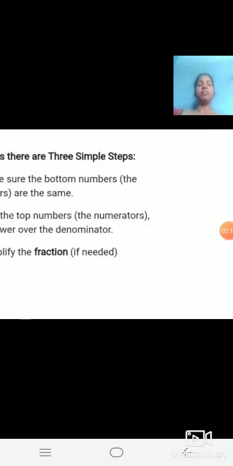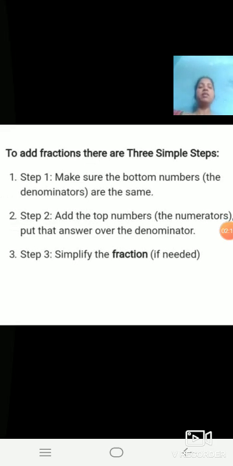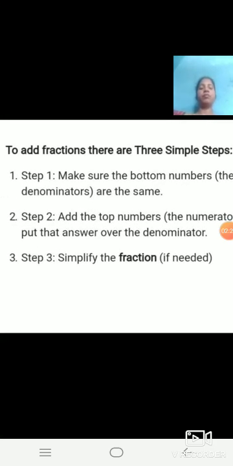So next one is mixed fraction. A number written as a whole number with a proper fraction is called a mixed number or mixed fraction. See examples 2 into 1 by 2, 2 into 2 by 3, 2 into 3 by 4. These are all examples of mixed fractions.